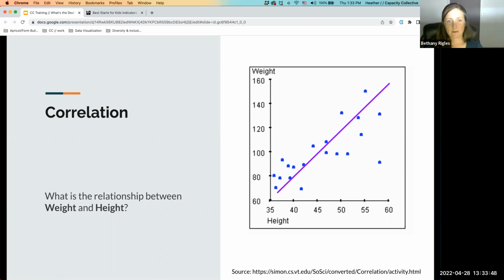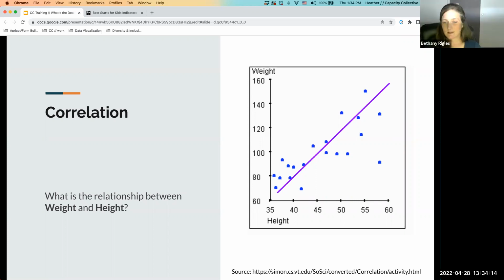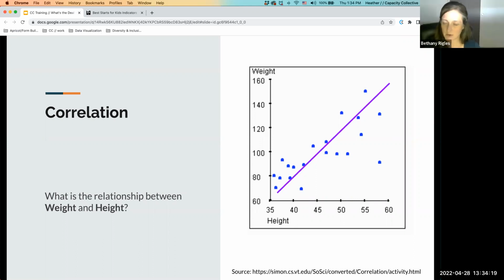So this graph is displaying that. And I wondered if anybody knew what type of graph this is or would be willing to try to read it for us. Oh, positive correlation, yes. Gregory's on top of it, yes. Growth? Yes. Do you know what type of graph this is? Great, yeah, scatter plot.